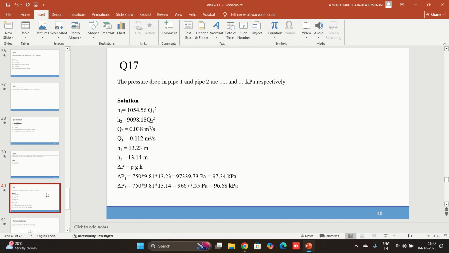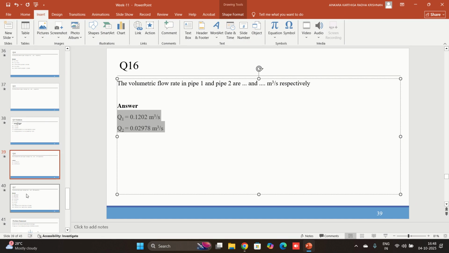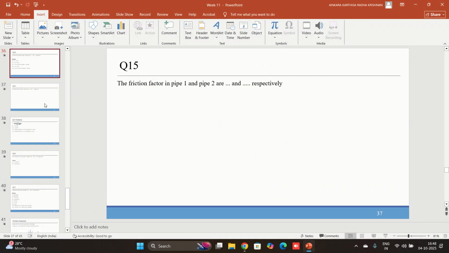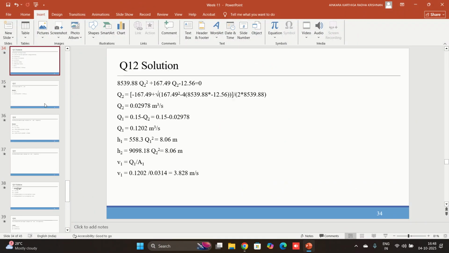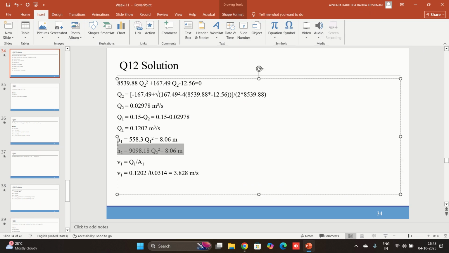What we got in 17 is pressure drop in pipe 1 and pipe 2 are dash kilopascal. Okay. Here we need to check actually. Q1 and Q2 values also changed. So I am just redoing the calculation simply because numbers got changed, which error we identified only now, right? So I am just changing that.